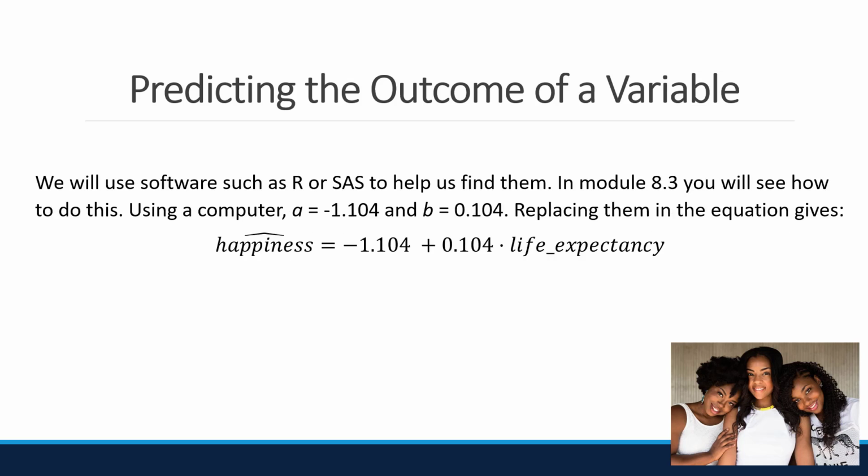How do we find the slope and the intercept? We will use software such as R or SAS to help find them. In Module 8.3, you will see how to do this. Using a computer, A is equal to negative 1.104 and B is equal to 0.104. Replacing them in the equation gives the following.